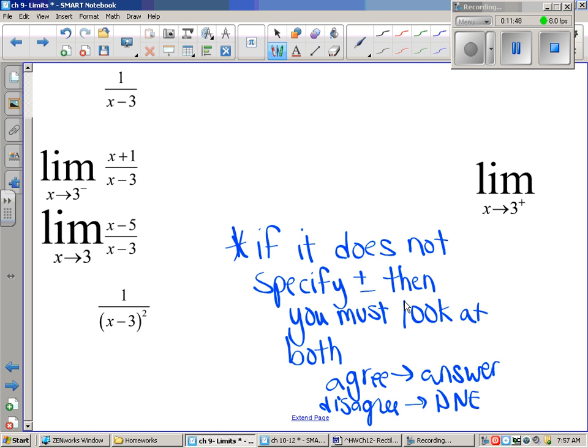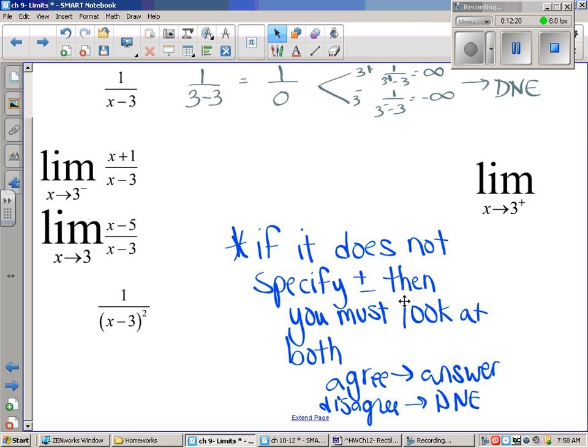Well, if we were to look at the limit as x approaches 3, we understand this is 1 over 0. So what I've got to do is look at 3 plus and 3 minus. If they agree, then that's the answer. So we already did these, so I'm not going to do it over and over again. If you were to go back through this video, you'd recognize that we got infinity with 3 plus, we got negative. They do not agree, therefore it does not exist.